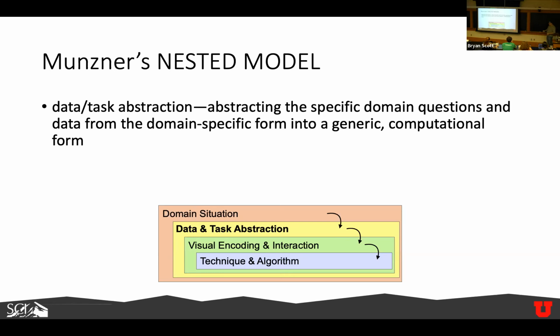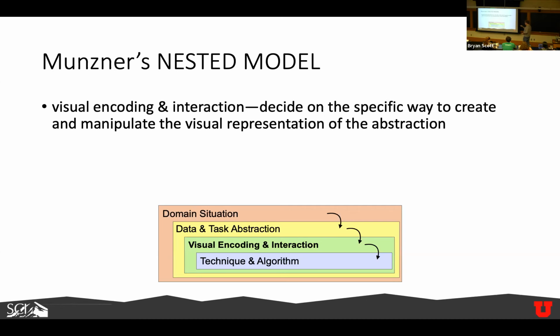Once you've decided what the data is, or once you have your data and you've decided what task you're trying to perform, then you can start to finally think about the visual encoding, which is basically a fancy way of saying, what visualization are you going to use to look at your data? Are you going to use a scatter plot? Are you going to use a histogram? Are you going to use volume rendering? Okay.